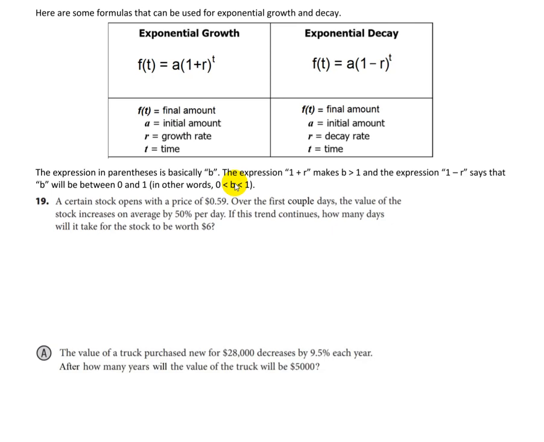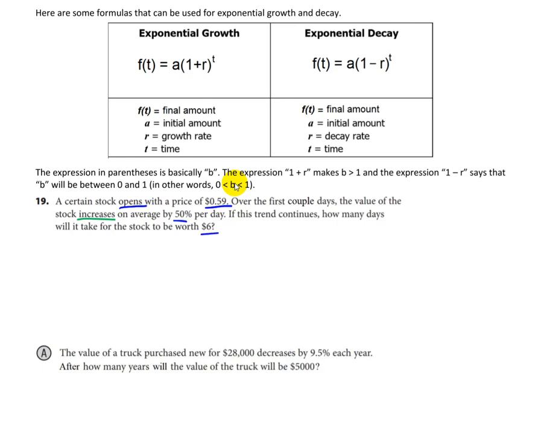But anyway, let's go ahead and read this particular word problem. It says a certain stock opens with a price of 59 cents. Over the first couple days, the value of the stock increases. So here's a keyword: increases. I'll put that in a green color, because that's good, right? So it increases on average by 50% per day. If this trend continues, how many days will it take for the stock to be worth $6?